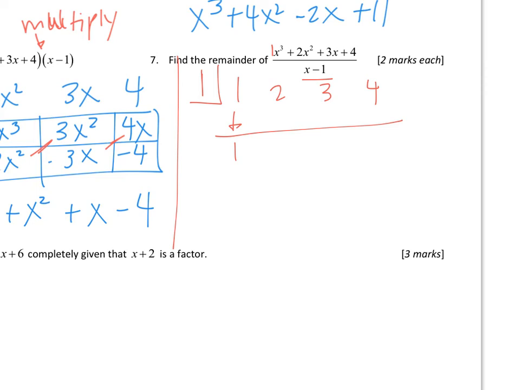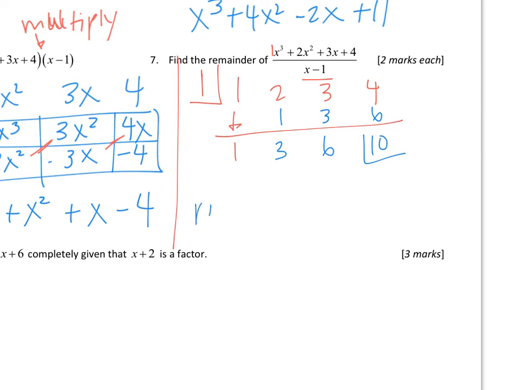This first one comes straight down. And then we're multiplying this number and the number in the box. So whatever your new number on the bottom is, multiplies by what's in the box to get what goes next. So 1 times 1 is 1. Add those together, and we get 3. 3 times 1 is 3. Add those together, we get 6. 6 times 1 is 6. Add those together, we get 10.